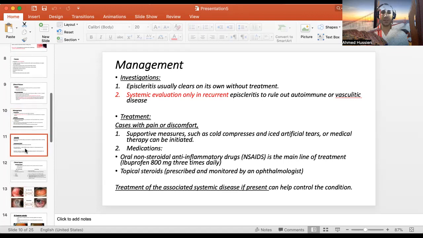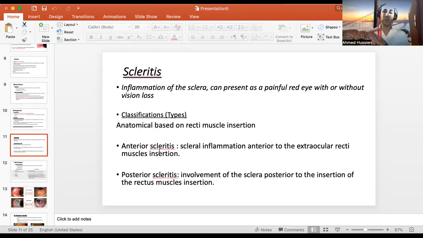So let's discuss a more important thing regarding inflammation of the sclera, which is scleritis. It's less common than episcleritis, but it's much more important than episcleritis. Again, why? Because scleritis is likely to be associated with underlying systemic disease. So scleritis is the inflammation of the sclera and can be presented as a painful red eye with or without visual loss.